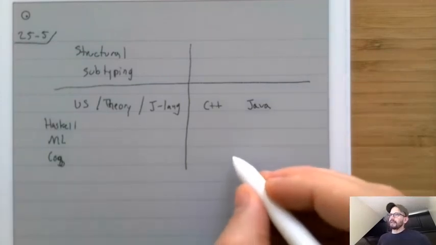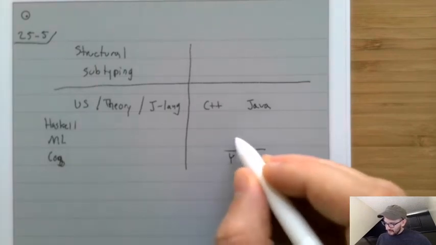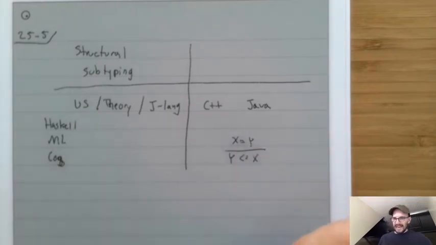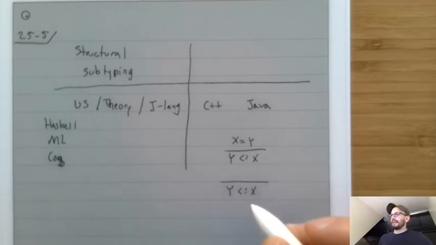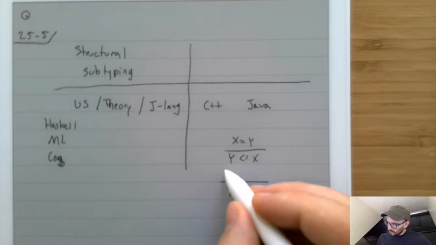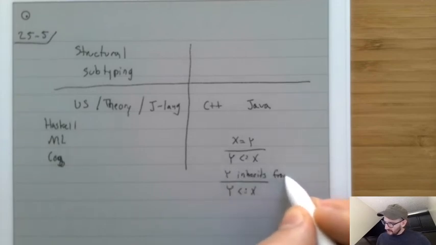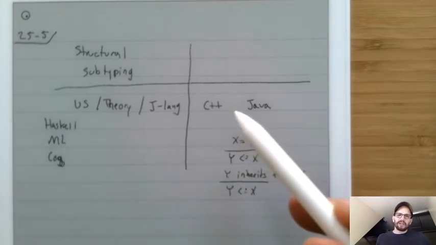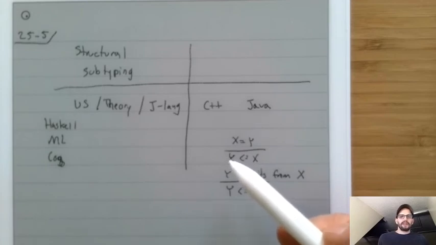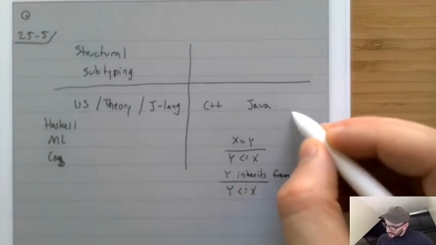They say the following. They say that Y is compatible with X if X and Y are equal, and Y is compatible with X if Y inherits from X. So what does this mean? In C++ and Java, the only types that are involved in the subtyping relation are classes. And all of the classes are arranged in a hierarchy.